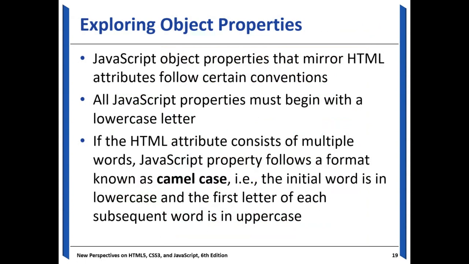When we talk about JavaScript properties, these are going to be mirroring the HTML attributes. And there are certain conventions that must be followed. For example, JavaScript properties must begin with a lowercase letter. Now, in HTML, when we had multiple words combined for the attributes, we use the camel case. So in JavaScript, we do as well, where the initial word is lowercase and the first letter of each word after that is going to be used in uppercase.